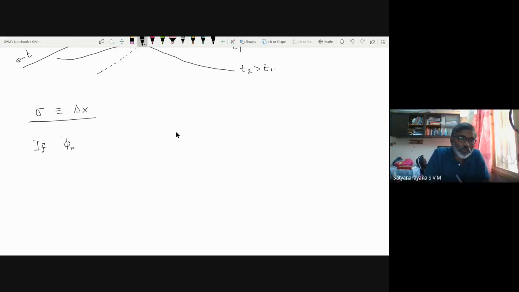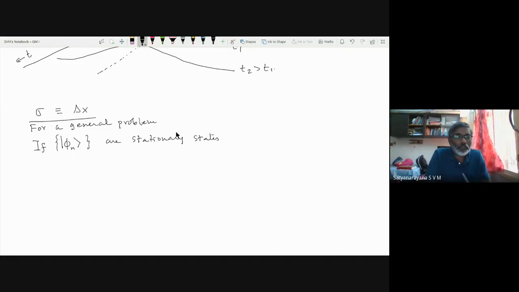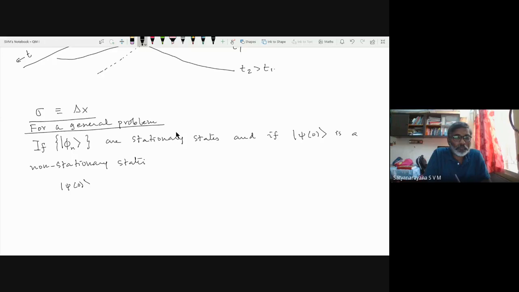Okay, so generally recall this thing that I said: if phi n are stationary states for a general problem, and if psi of 0 is a non-stationary state, then we have two things. One is psi of 0 can be expressed as sum over n c n phi n.